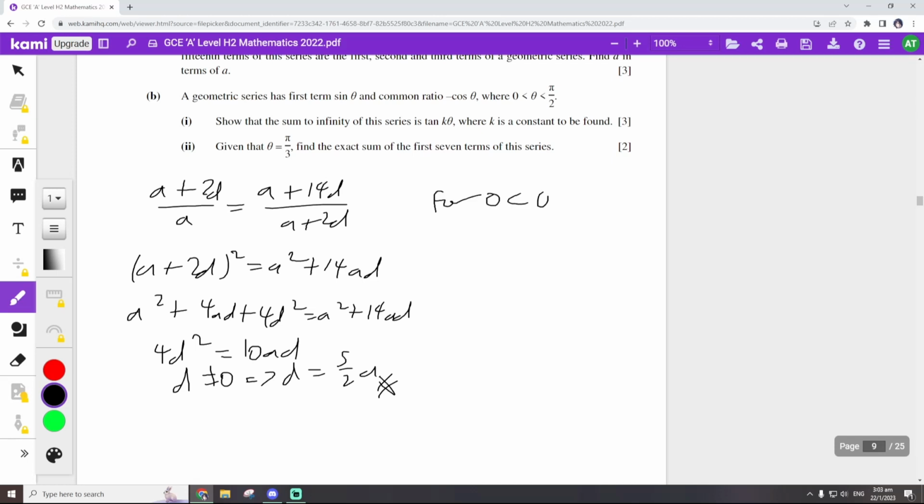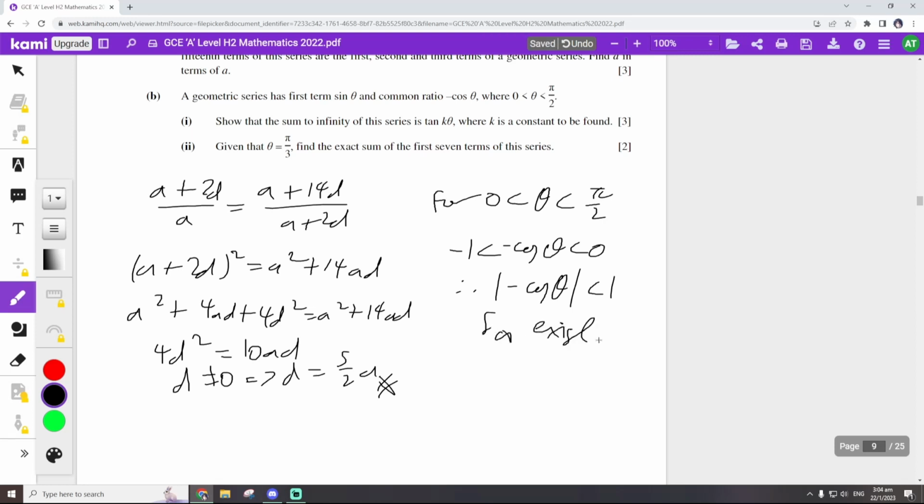For 0 less than theta less than pi over 2, we know cosine starts at 1 and goes down to 0, so we get cosine theta is between 0 and 1. Therefore, the modulus of negative cosine theta is less than 1, and so the sum to infinity exists. It is given by sine theta divided by 1 plus cosine theta.